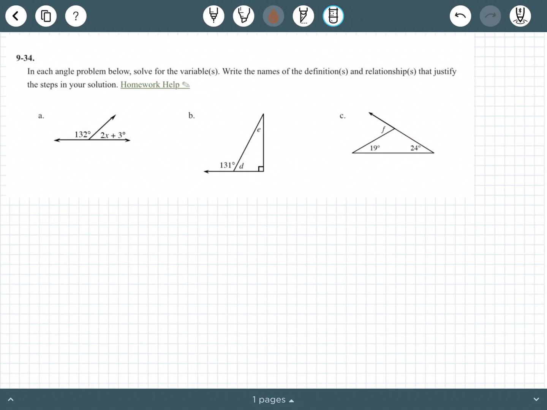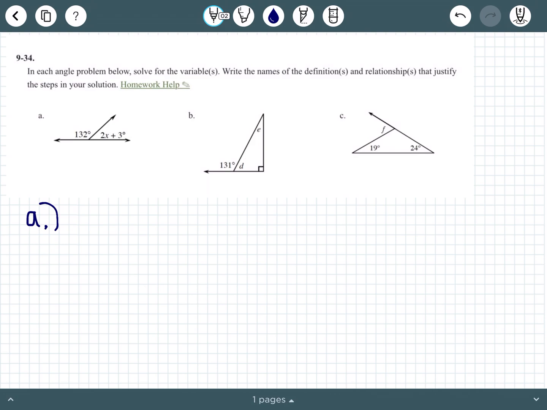Problem below, solve for the variables. Write the names of the definitions and relationships that justify the steps in your solution. Okay, so A, we have 132 degrees and then another angle that is 2x plus 3.